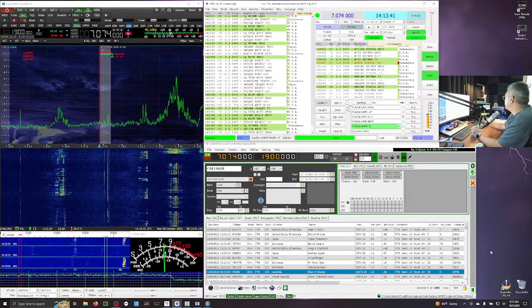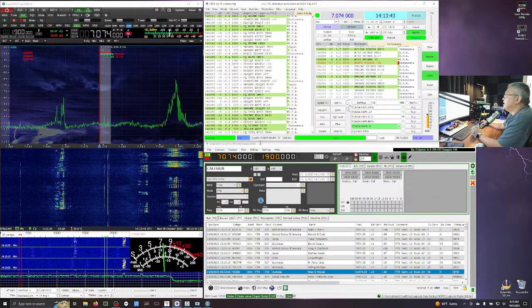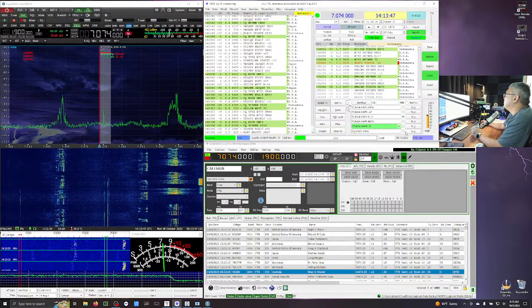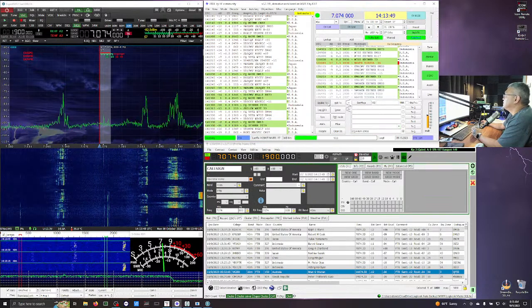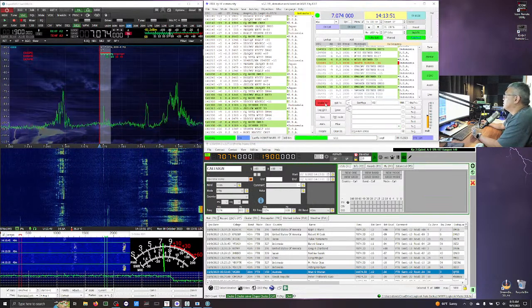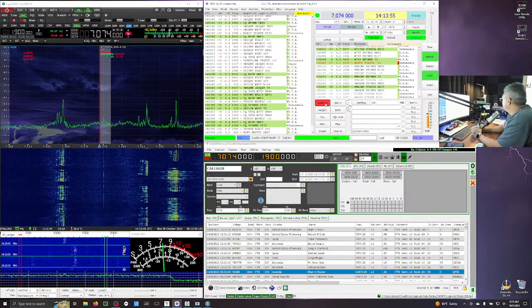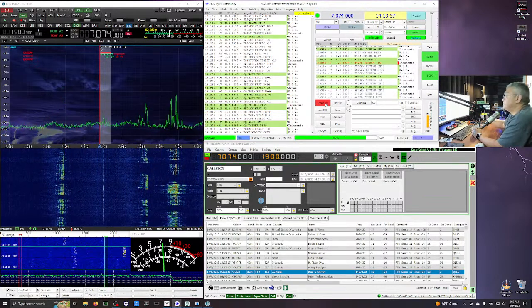Here, I'm going to transmit on FT8. All right, I think I'm all tuned up. I'm going to do a CQ on this one and turn this on. All right. Is it transmitting? Maybe the next cycle.